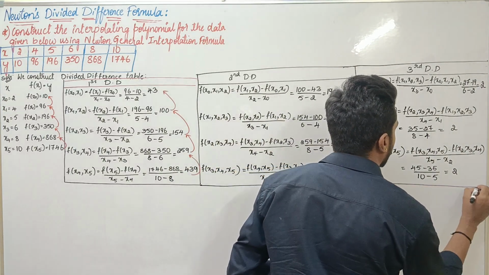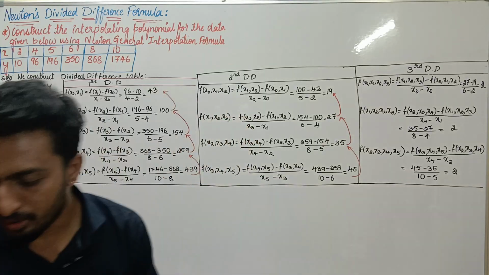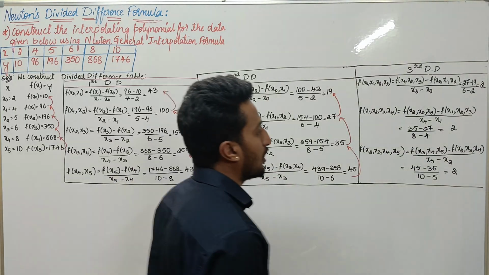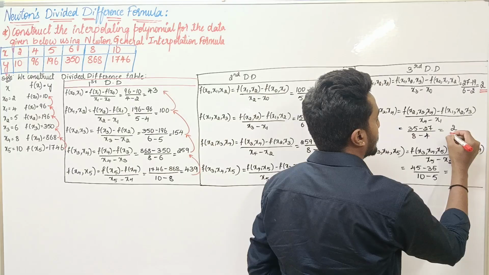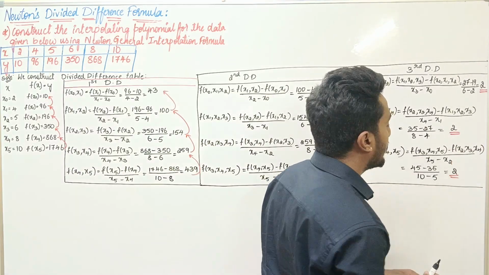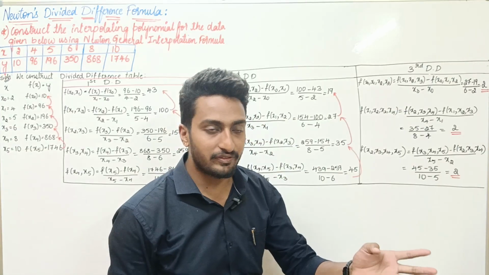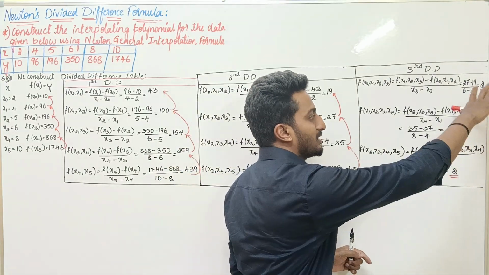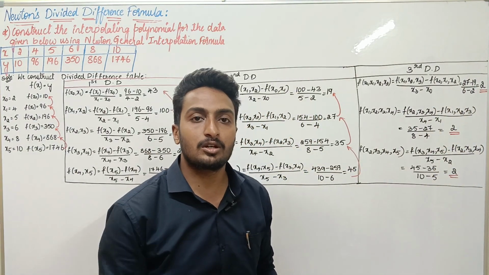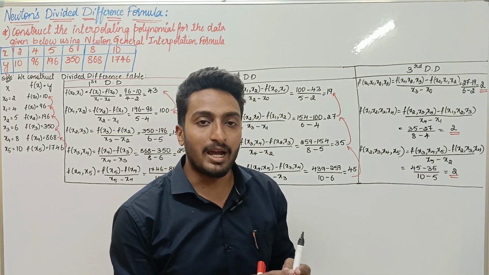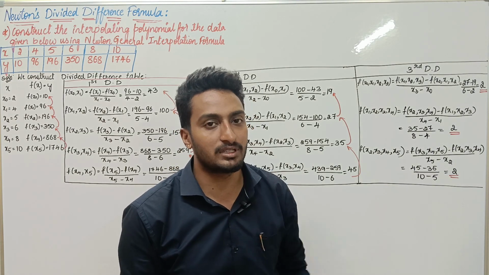See, the third divided difference is done. If you look at the third divided difference, all the values are 2. If I go to the fourth divided difference, subtracting 2 minus 2, I get 0, and 0 divided by anything is 0. So I am not supposed to consider the fourth divided difference.